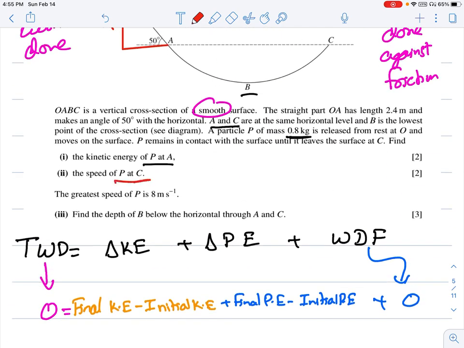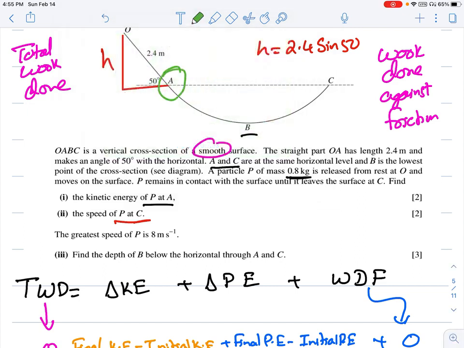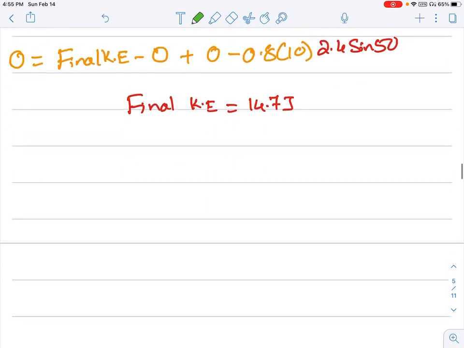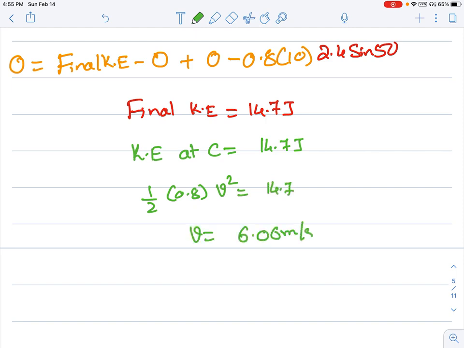Now the speed of P at C. Whatever the speed of P at A is will be the same as the speed of P at C because they are at the same level. So the kinetic energy at C will also be equal to 14.7 joules. So half times m times v square is equal to 14.7. From there I get the v value as 6.06 meters per second. That is the speed at C.